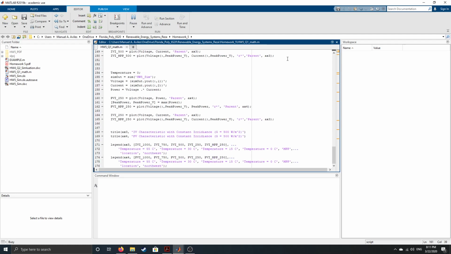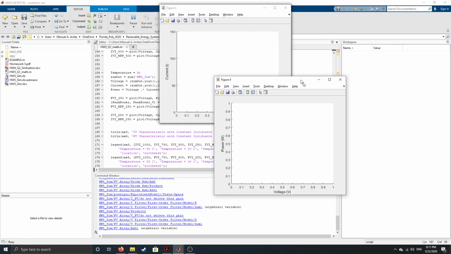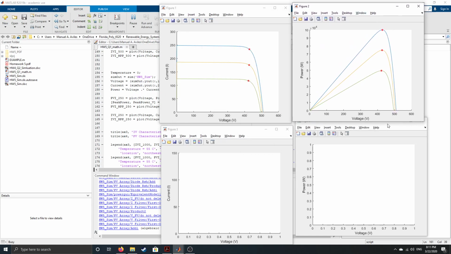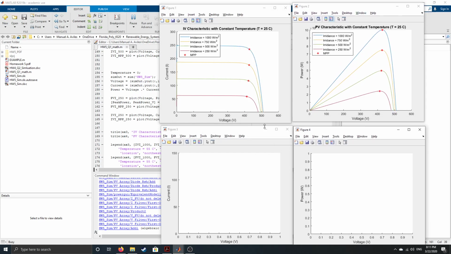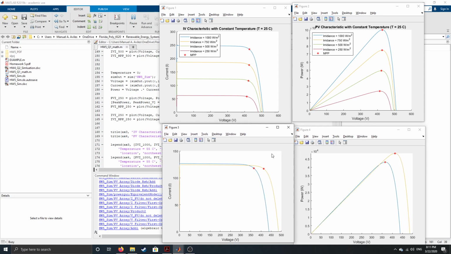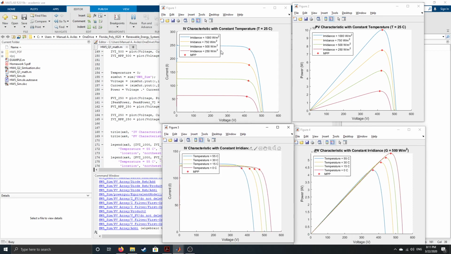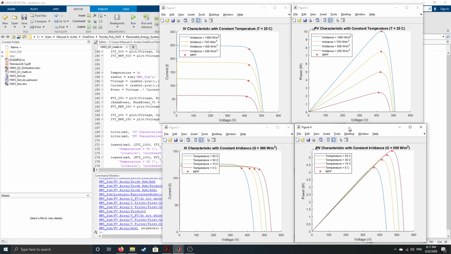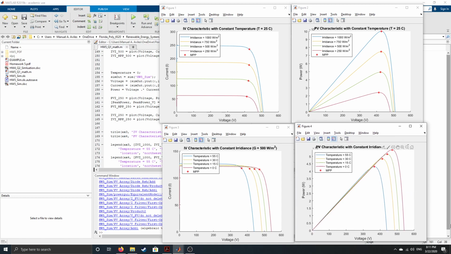If I run it, I output four figures, which should show up shortly. Figure 4, Figure 3, Figure 2, and Figure 1. We can notice that Figure 1 is the IV characteristic with constant temperature. Figure 2 is the PV characteristic with constant temperature. Figure 3 is the IV characteristic with constant irradiance. And Figure 4 is the PV characteristic with constant irradiance.